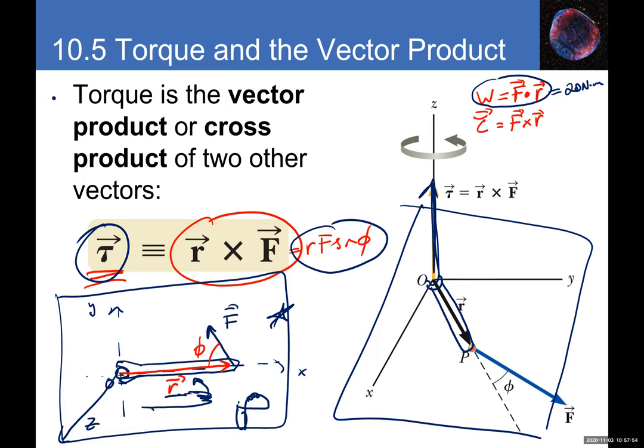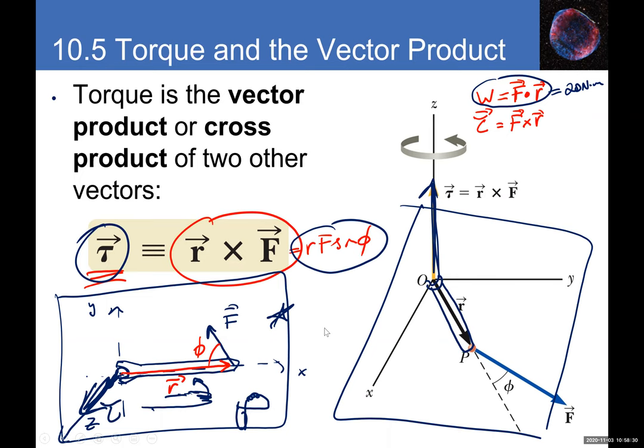So if you do that with your right hand, first you need to more or less have your fingers pointing in the direction of vector R, and then your palm should be more or less facing the direction of vector F. So when you're curling, you can curl in the direction of vector F. And if you do it correctly, your thumb should be pointing toward you, so out of the page. That means this will be the direction of this torque, which is out of the page. All right. So you will practice this in class as well.